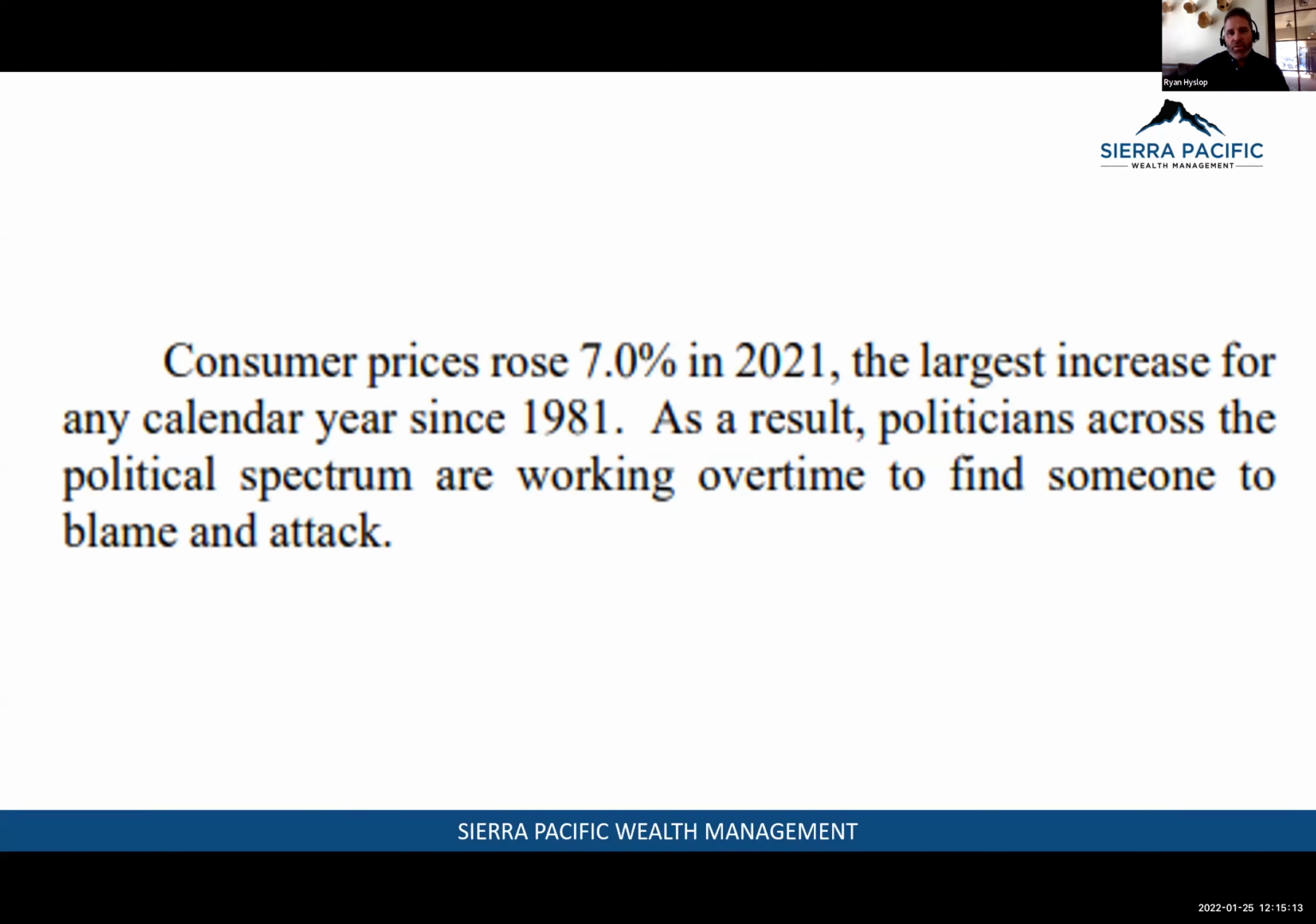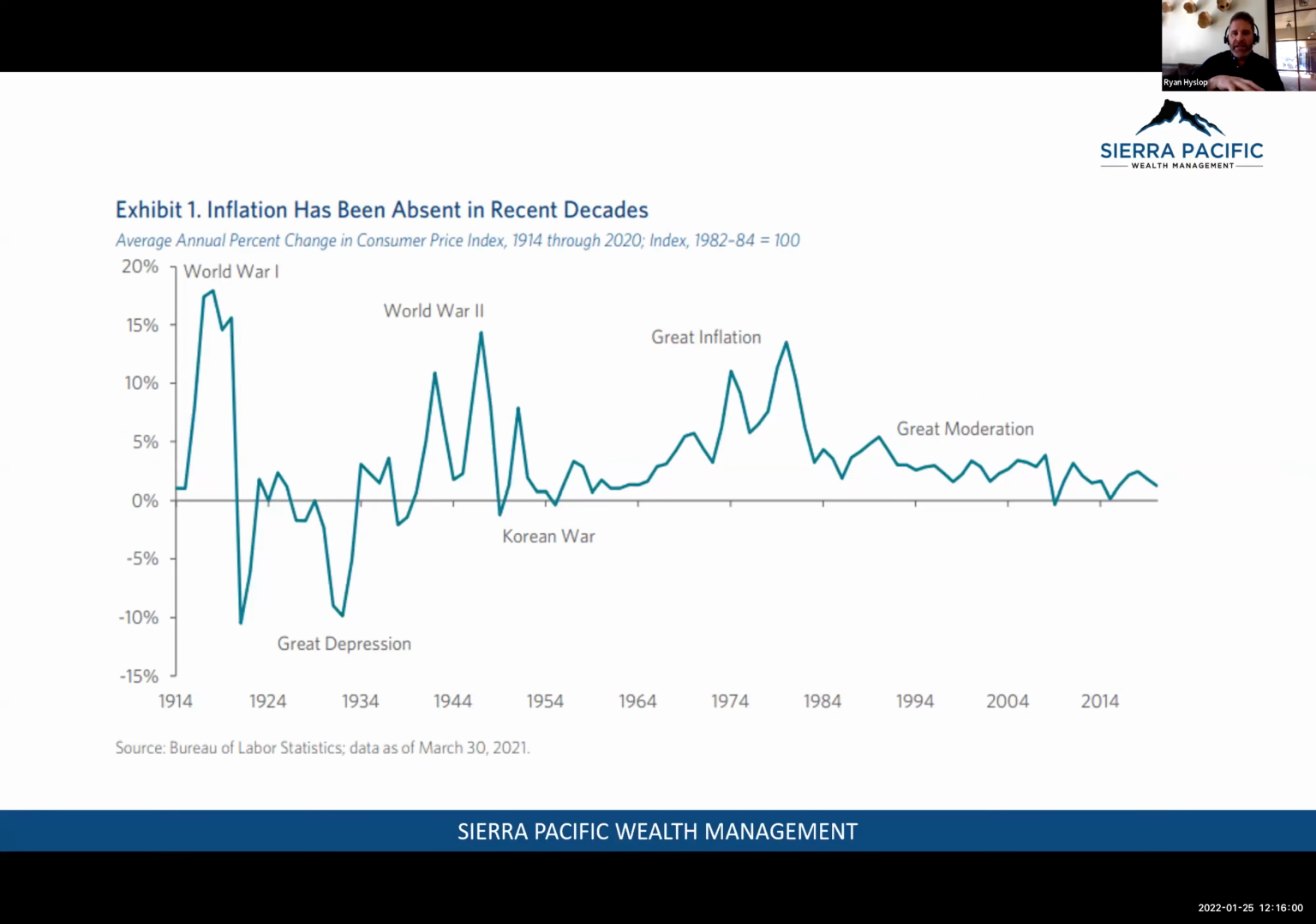Okay, next slide. So why is it a concern, or what's happened over the last year? Well, consumer prices in 2021 rose by 7%. That's the largest increase in any calendar year since 1981. So let me take a quick survey: how many of you remember the late 70s and early 80s, when we had 15% mortgage rates? You had CDs paying 10% plus, and bonds paying 12 to 15%. If you tried to get a mortgage to purchase a home, you were paying 16, 17, 18% per annum. That's pretty large inflation. So this is the largest increase literally since 1981. And as a result, politicians across the political spectrum are working overtime to find someone to blame.